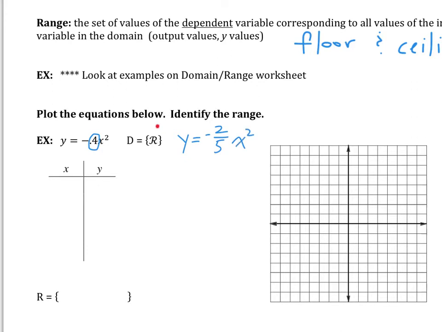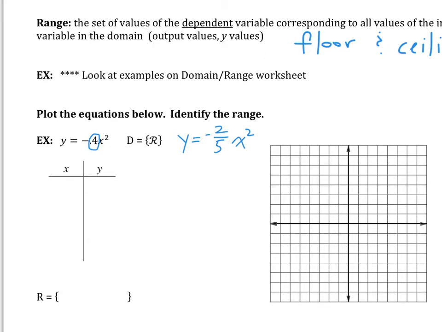Okay, all right, now notice here they give us a domain. The domain is the set of all real numbers. Okay, so the set of all real numbers. That means my x values can be any values I so choose. So I want to make sure that in my table I pick some negative values, I pick 0, I pick some positive values. All right, so let's see what we get.